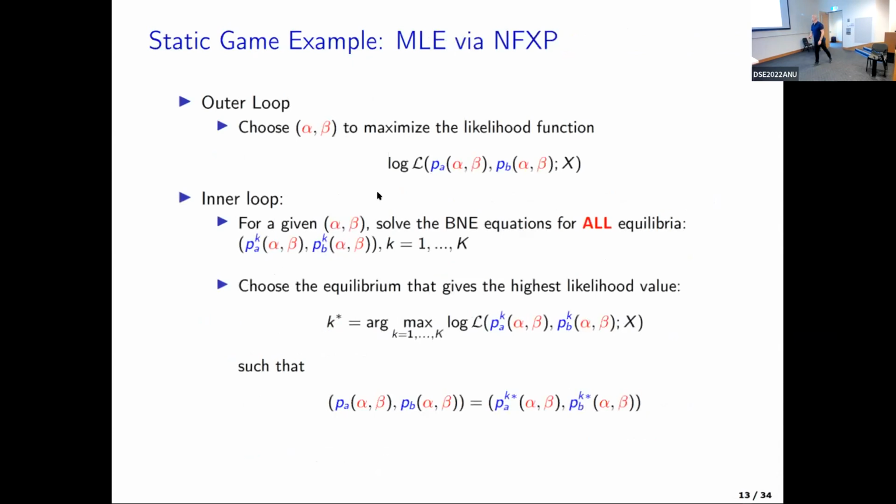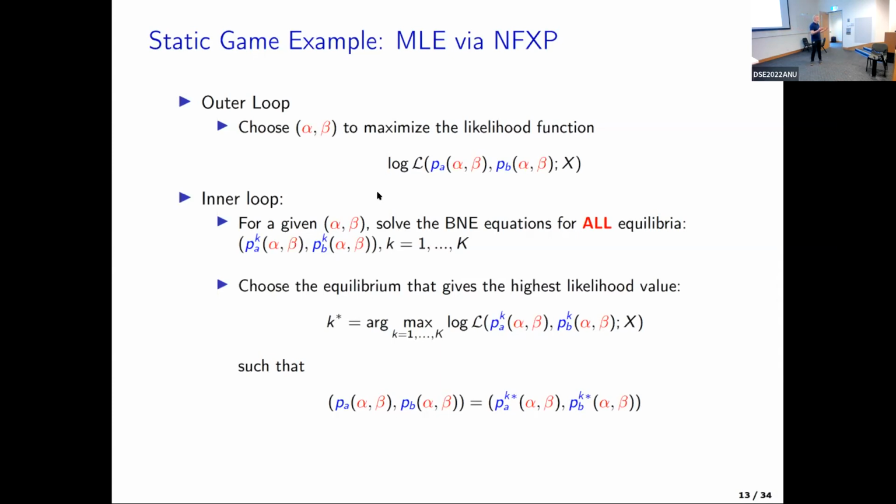Okay, so here's what you might do. This is an outer loop. So again, we've got a nested fixed point algorithm in some sense, where you search over those parameters in order to maximize that likelihood, allowing these choice probabilities to depend on the parameters. Okay, and then for an inner loop, for a given value of the structural parameters, you solve the Bayesian-Nash equilibrium for all the equilibria. Okay, so for all these potential three solutions, to get all these three different solutions.